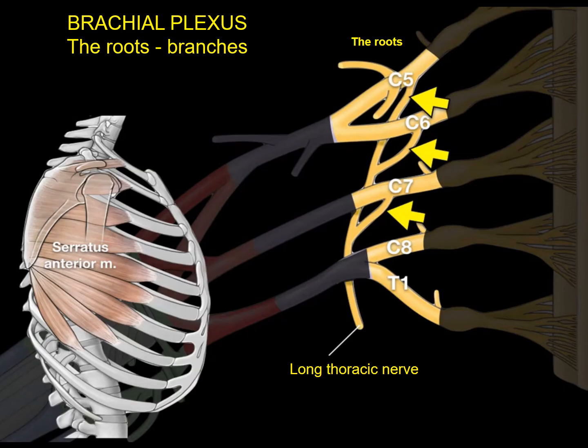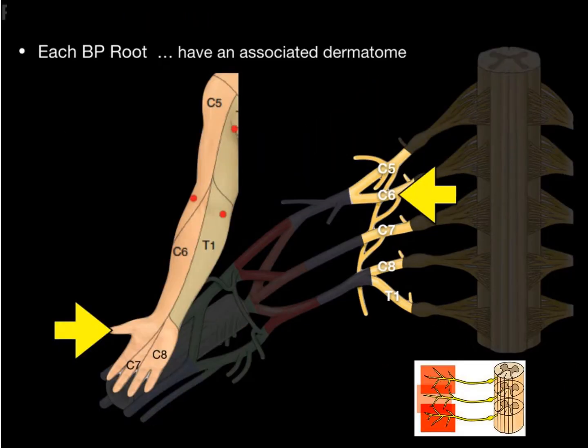The second branch of C5 fused together with the branch of the C6, C7 and form the long thoracic nerve, which provides motor innervation for the serratus anterior and travels with the lateral thoracic artery and vein on the lateral side of the thorax. Each brachial plexus root has an associated dermatome. You can see the skin area of innervation of C5, C6, C7, C8 and T1 spinal nerve.